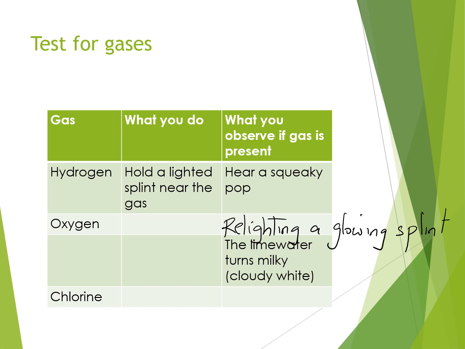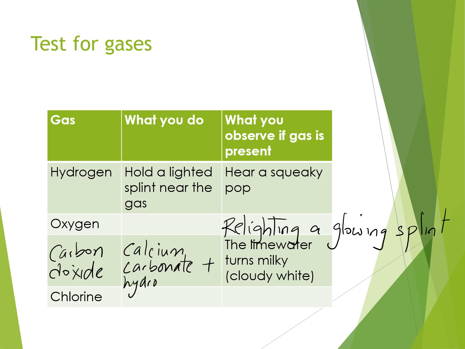The next test you need to know is for carbon dioxide. And the test itself is it turns limewater milky or cloudy. How do you make carbon dioxide? You get calcium carbonate, which is like marble chips, and you react it with hydrochloric acid or any acid. And once you do the reaction, you will be able to collect carbon dioxide gas.